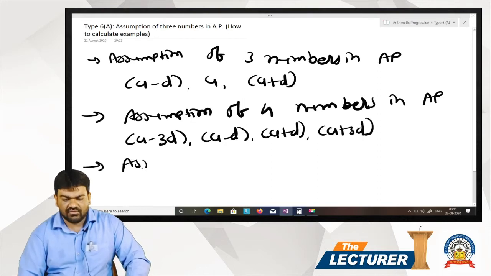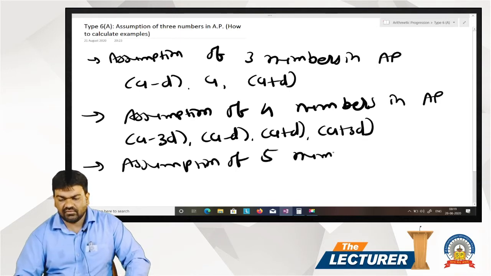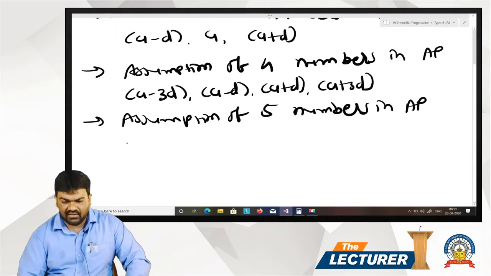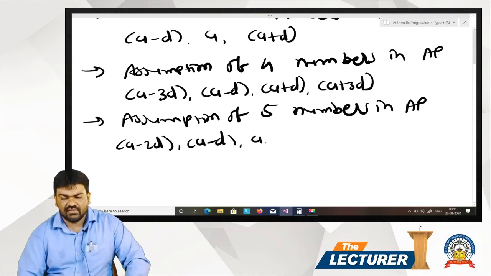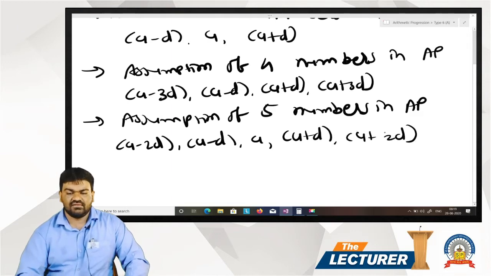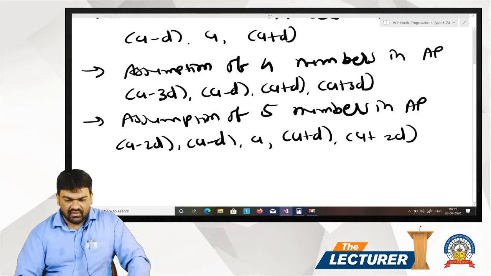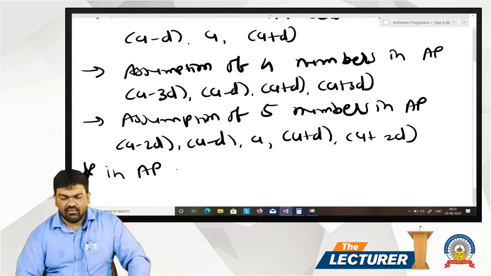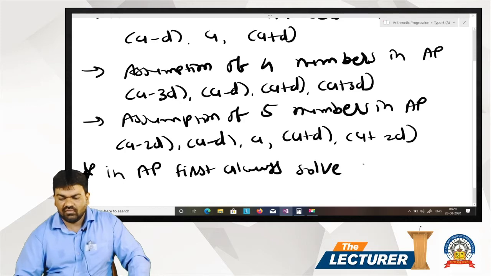Last, assumption of five numbers in AP, that is A minus 2D, A minus D, A, A plus D, A plus 2D. These are the assumptions. Now, most important for us in AP, first always solve the sum or addition equation.